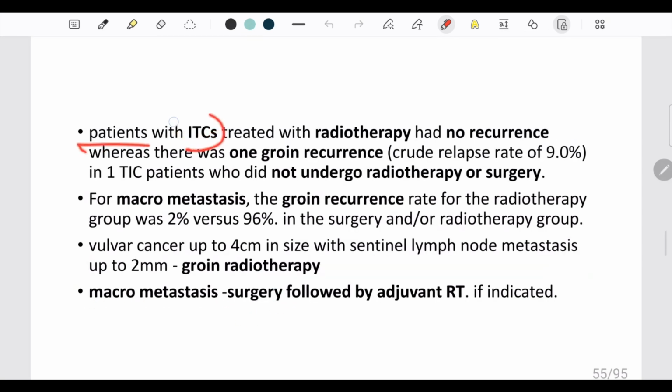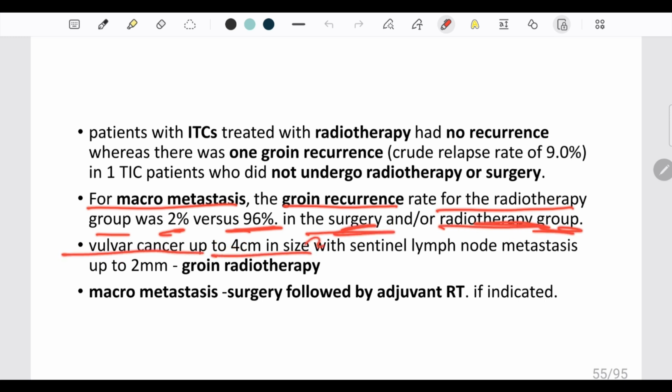So the patient with isolated tumor cells treated with radiotherapy had no recurrence, whereas there was one groin recurrence, that is a crude relapse rate of 9%, in one ITC patient who did not undergo radiotherapy or surgery. For macrometastasis, the groin recurrence rate for the radiotherapy group was 2% versus 96% in the surgery or radiotherapy group.